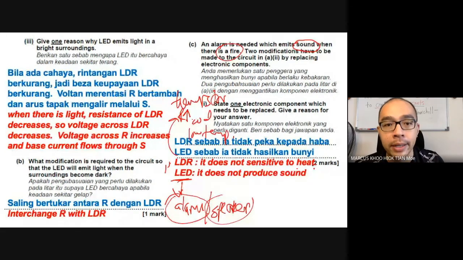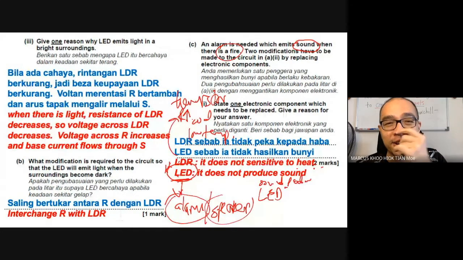But another one that you need to change is the LED. In this particular example answer they gave, we change the LDR because the LDR is not sensitive to heat, and we change the LED because the LED doesn't produce a sound. Unless you create a sound producing LED. That means got light and got sound at the same time. So it becomes like a disco show. Okay, also can. All right.